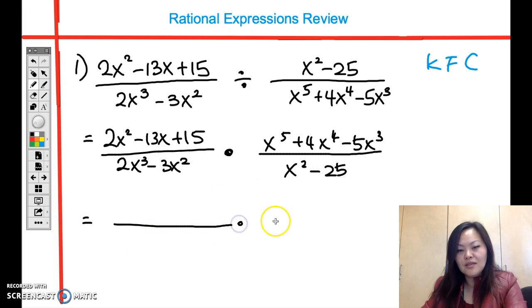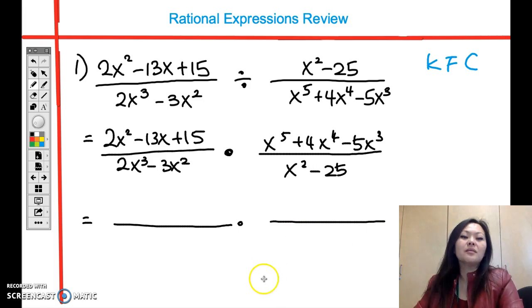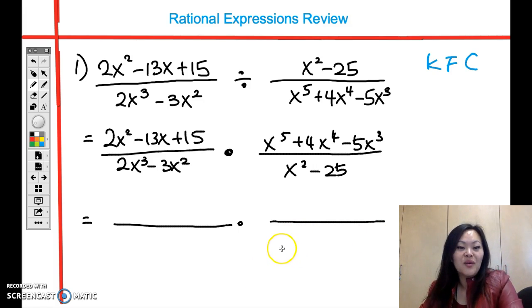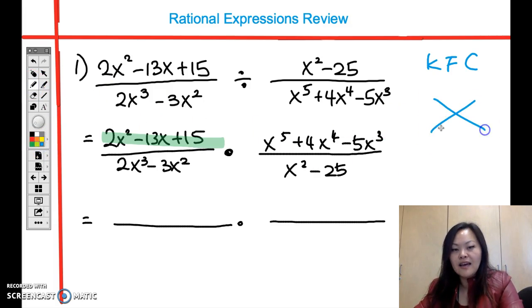Everybody knows how to do the big X, right? So I'm not going to worry about that, but I'm going to worry about all the other stuff. So over here, this one right here, you gotta do the big X. So we'll just show you how to do it right here on the side. Do the big X. 2 times 15 is 30. So 30 goes on top, and then the negative 13 goes at the bottom. We're looking for two numbers we can multiply to get 30 and add to get negative 13.